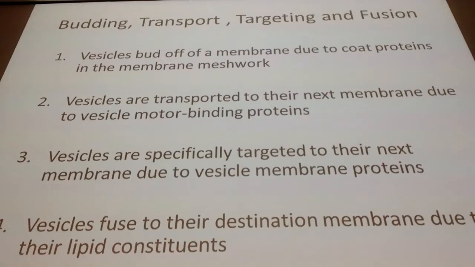So in terms of vesicular transport, always remember that cytosolic and non-cytosolic are always separated. There are four major events that occur during vesicular transport. The first is budding. The second is transport. The third is targeting, and the fourth is fusion. And all of these require all of the components that we already talked about.